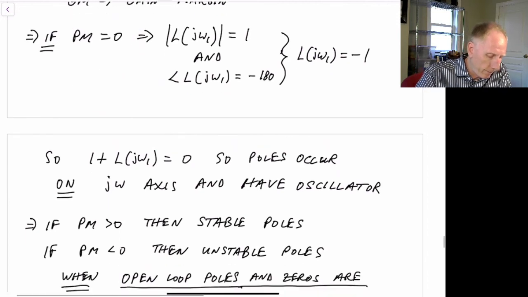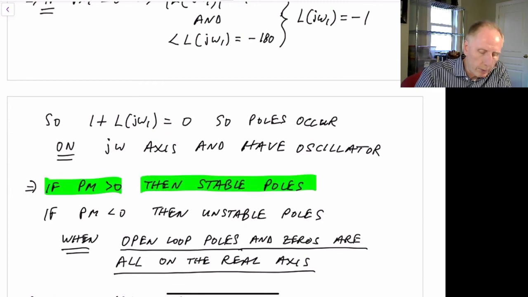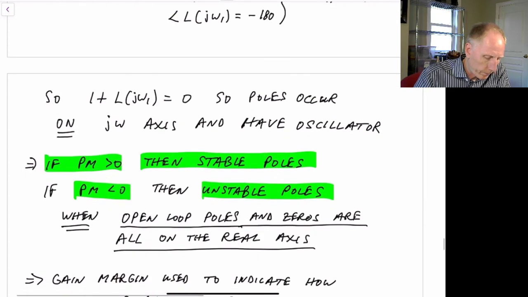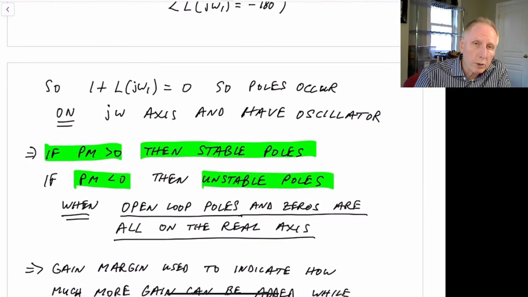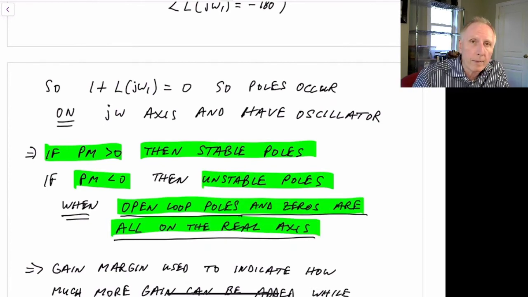If the phase margin becomes greater than 0, you can show that you have stable poles. If the phase margin is less than 0, you'll have unstable poles. This is true under the condition that all our open loop poles and zeros are on the real axis.